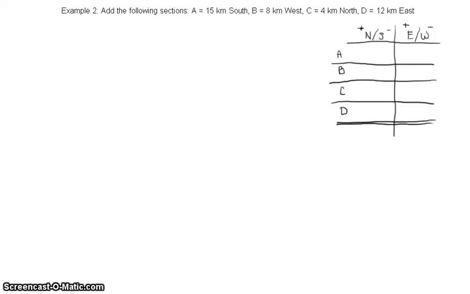Alright, this next problem, example 2, we're adding 4 vectors. This is very similar to, I think it was 5 through 7 on the homework. We have vector A that goes 15 kilometers south. We have vector B after we go 15 kilometers south. Alright, don't forget to add in your directions, north, south, east, west.